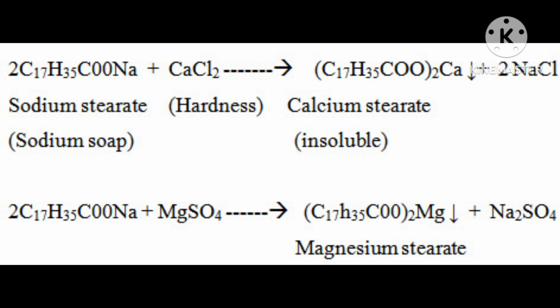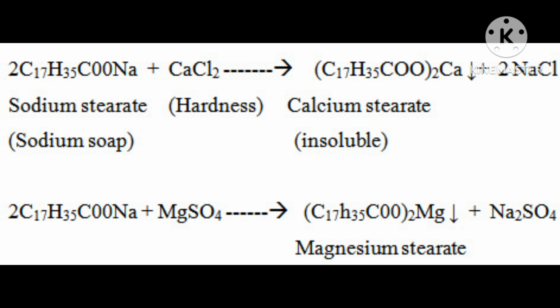When sodium or potassium soaps are dissolved in hard water, meaning sodium salt of fatty acid or potassium salt of fatty acid, if you use this soap in hard water, then soap plus calcium chloride or magnesium chloride, anyone you can take as example, both will react. Then sodium from the soap will come out. Because you have taken 2 molecules of soap, 2 Na plus will come out.